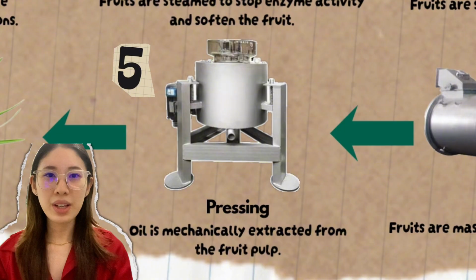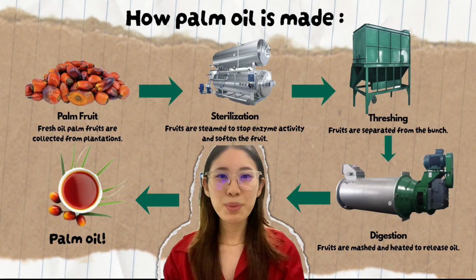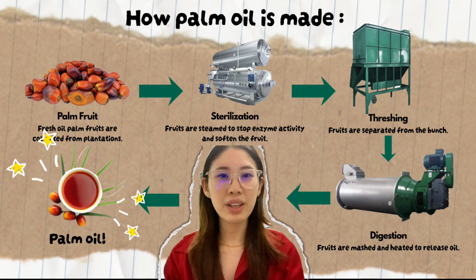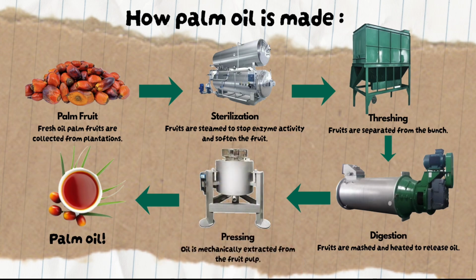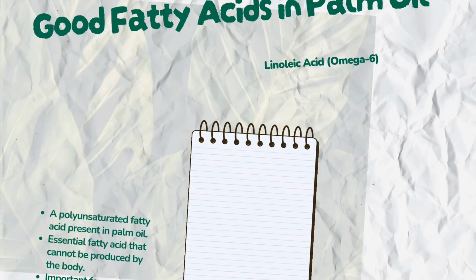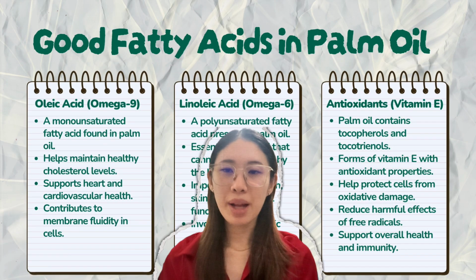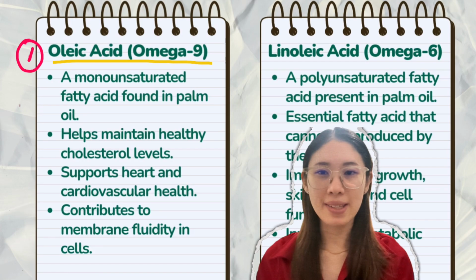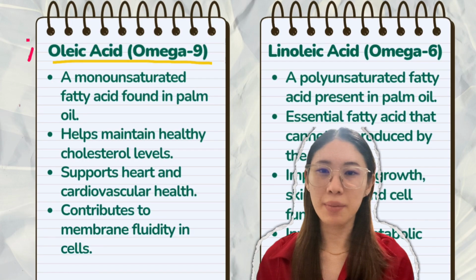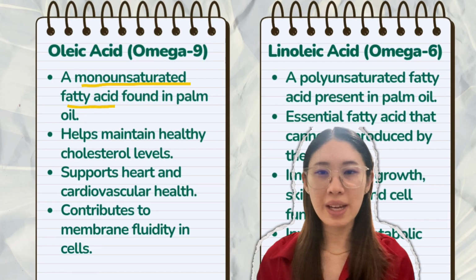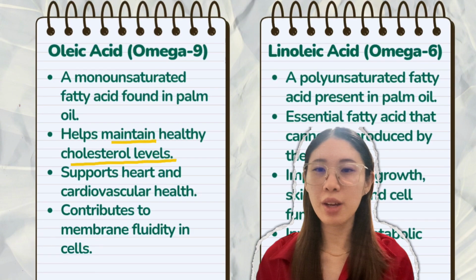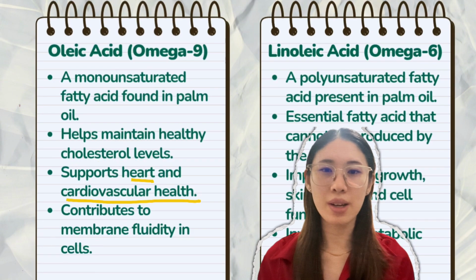The oil is then extracted through pressing to produce palm oil. This process helps obtain palm oil efficiently for commercial and nutritional use. Palm oil contains several beneficial compounds. The first is oleic acid, also known as omega-9. It is a monounsaturated fatty acid that helps maintain healthy cholesterol levels and supports heart health.